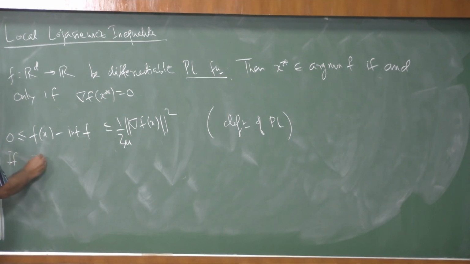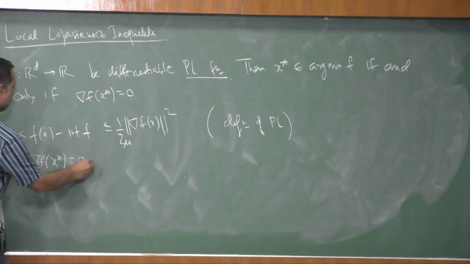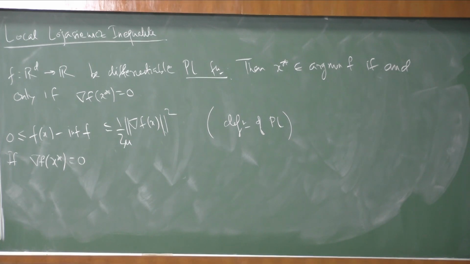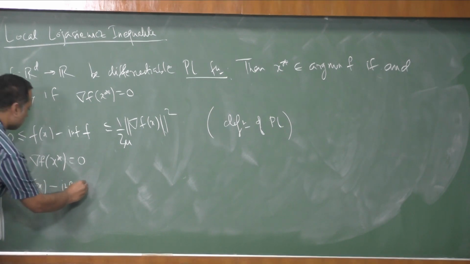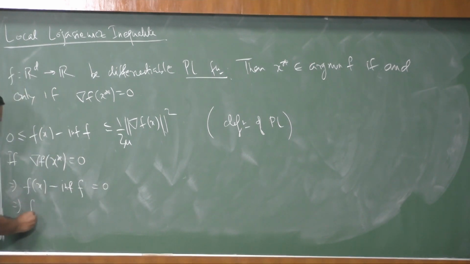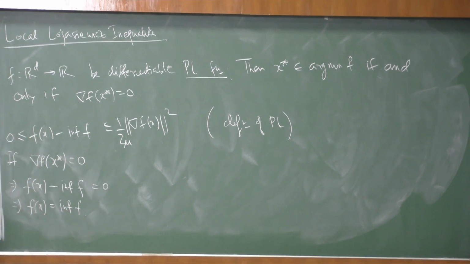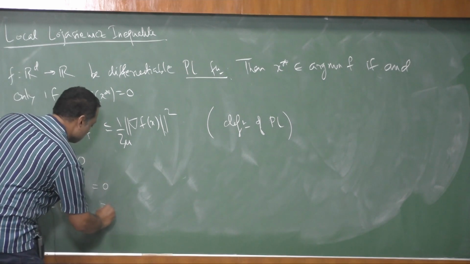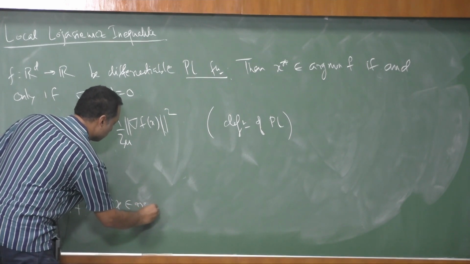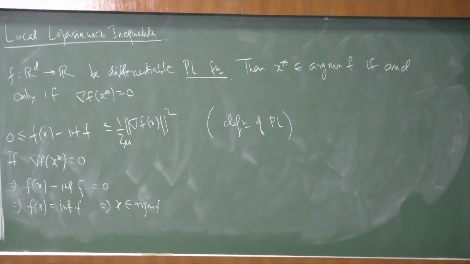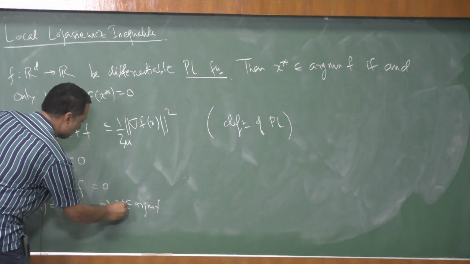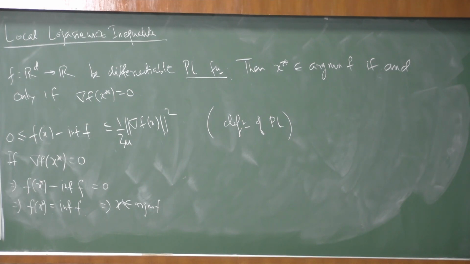So if grad f of x star is 0, for x equal to x star, then clearly this implies f(x) minus infimum of f is 0. This implies f(x) is indeed the infimum of f. In other words, x is in the argmin of f. So this is the same star. So if for x star, grad f of x star is 0, then this happens. Actually, this is if and only if. So the other way is also true.